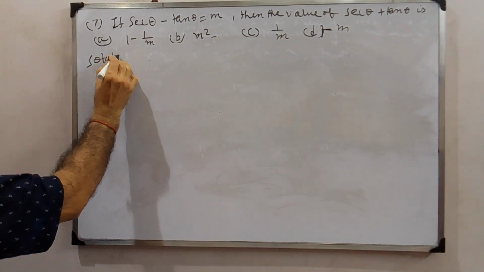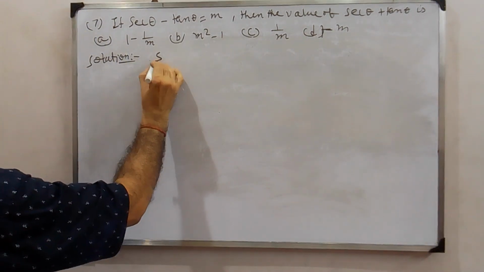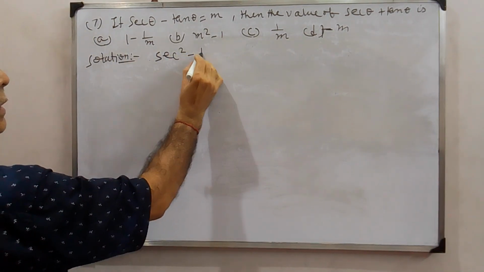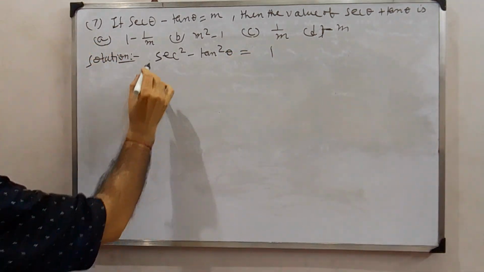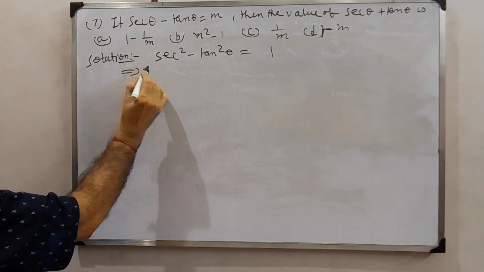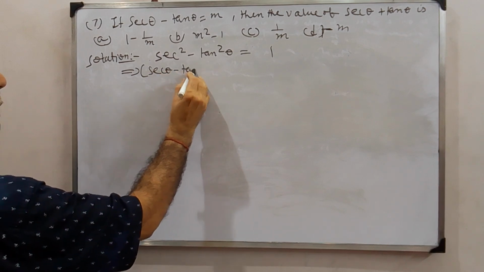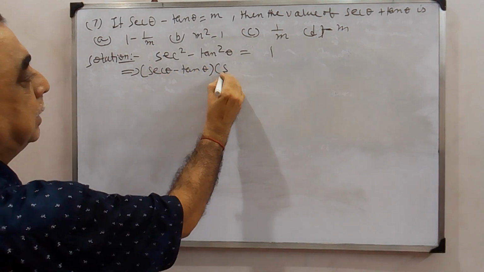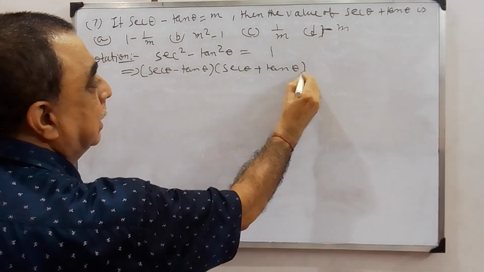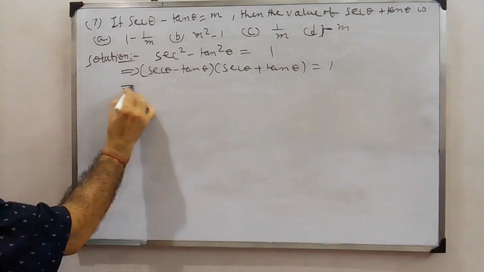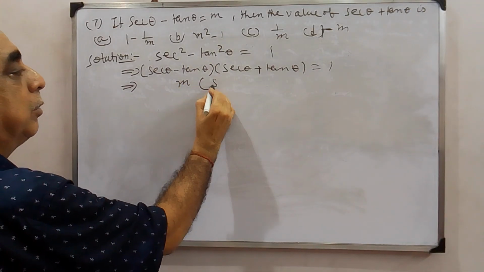So see how we will find the value of sec theta plus tan theta. We know that sec squared theta minus tan squared theta is 1. Factorize it, difference of two squares: sec theta minus tan theta multiplied by sec theta plus tan theta is equal to 1. Now the value of sec theta minus tan theta is given as m.